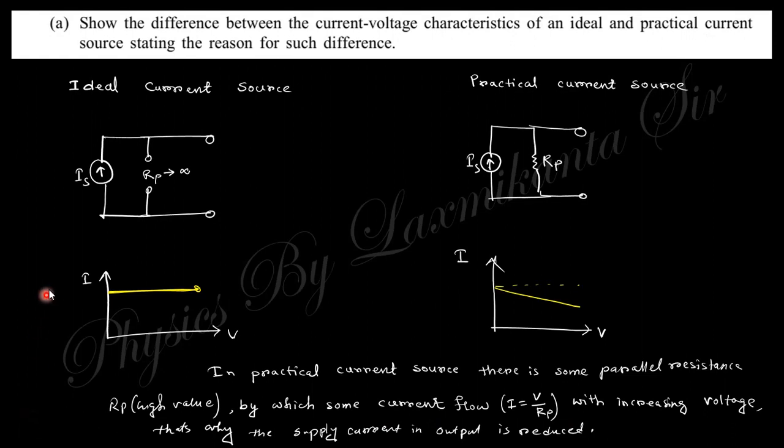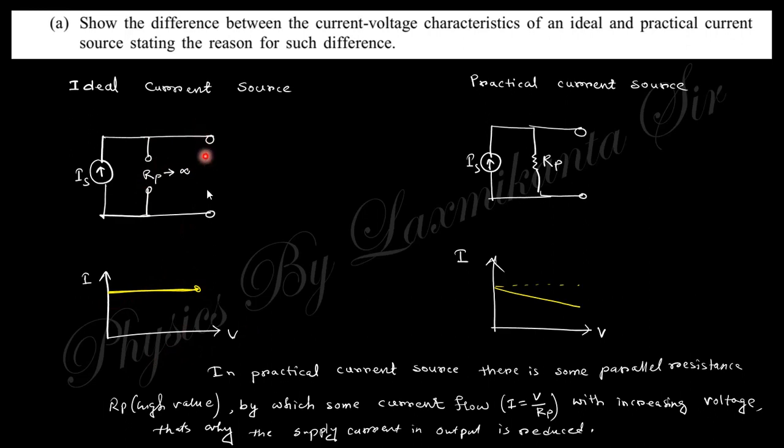So let's start. The first question says: state the difference between the current-voltage characteristics of an ideal and a practical current source, stating the reason for such difference. For an ideal current source, the parallel resistance is infinite. But in a practical current source, there is some parallel resistance with a high value. So in the ideal case, the output current is constant throughout any voltage.